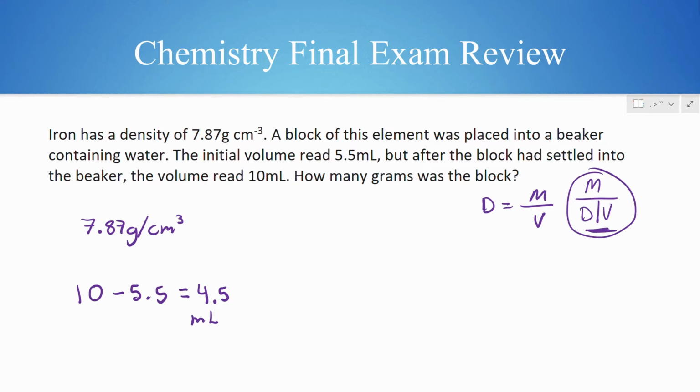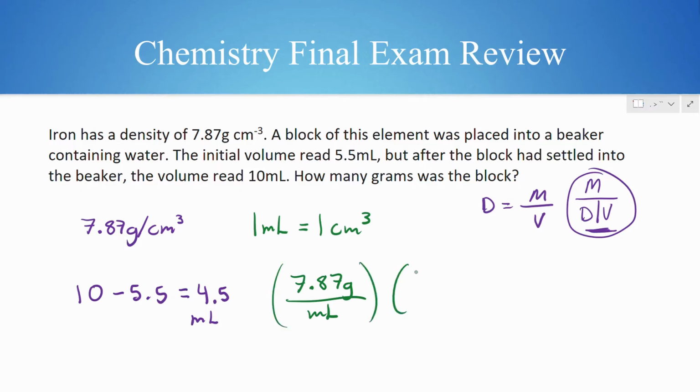So now that we have our density and we have our volume, we can calculate the number of grams. Now remember, 1 milliliter is equal to 1 centimeter cubed. And so we can go ahead and multiply these. We can convert this one to ml, or we can convert this one to centimeter cubed. Either one works. Alright, so we'll convert centimeter cubed to ml. So we're going to do 7.87 grams per milliliter and multiply this by the volume of 4.5 ml.